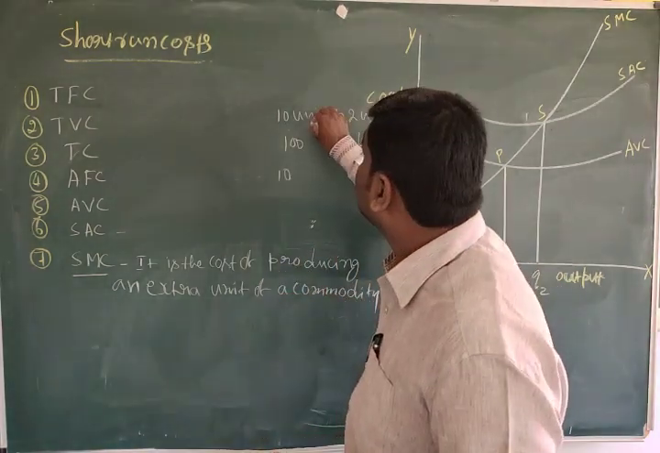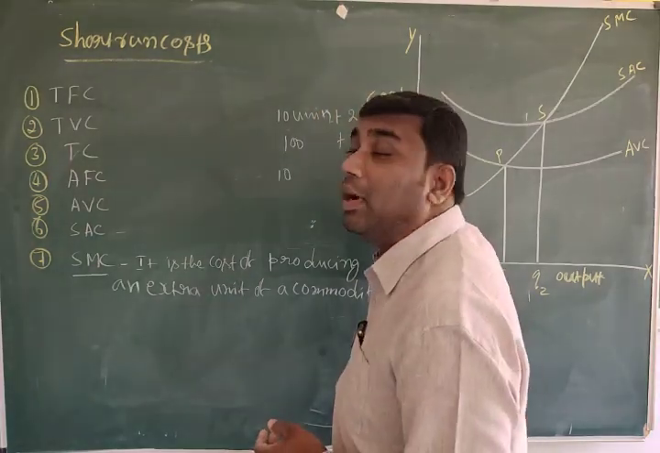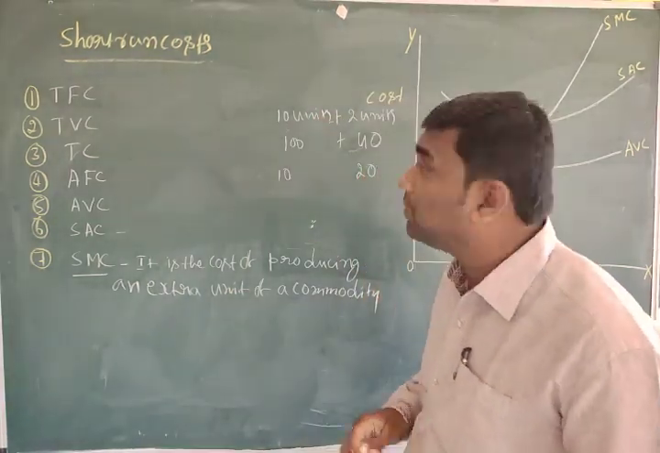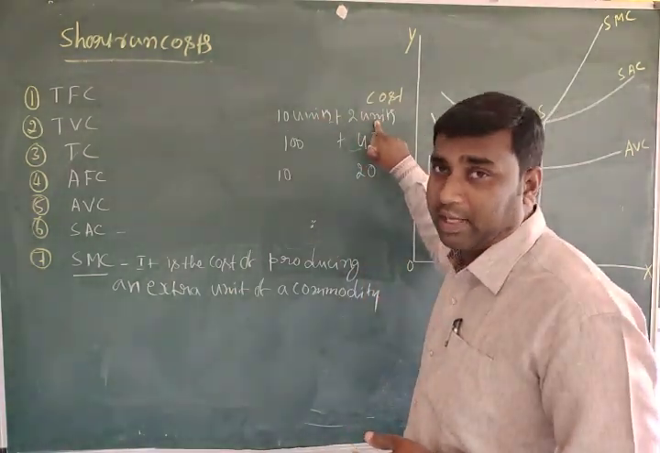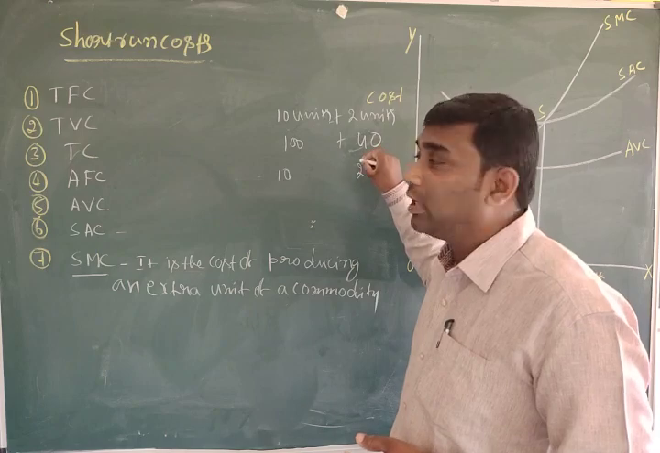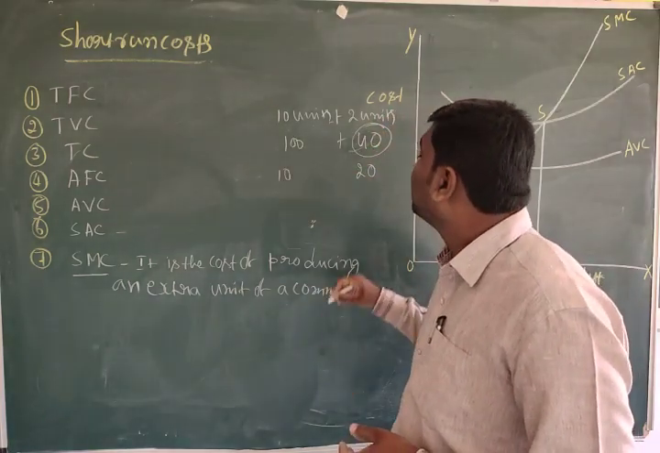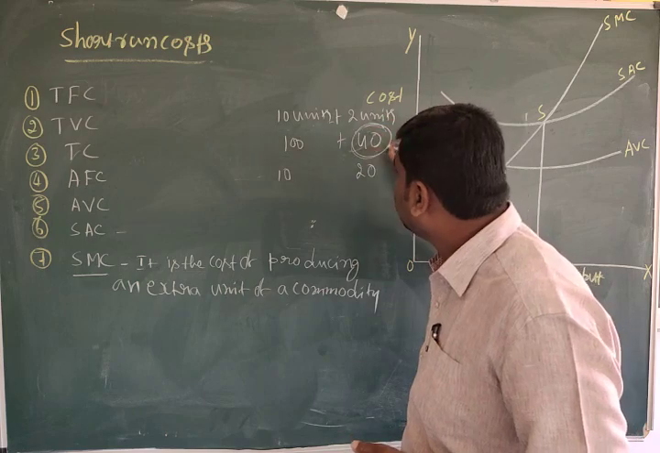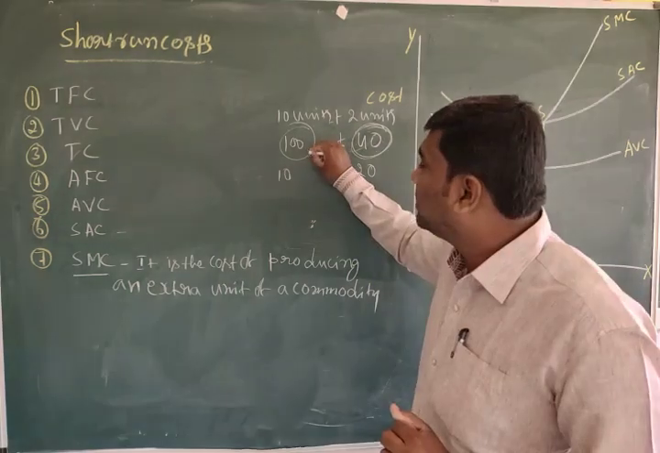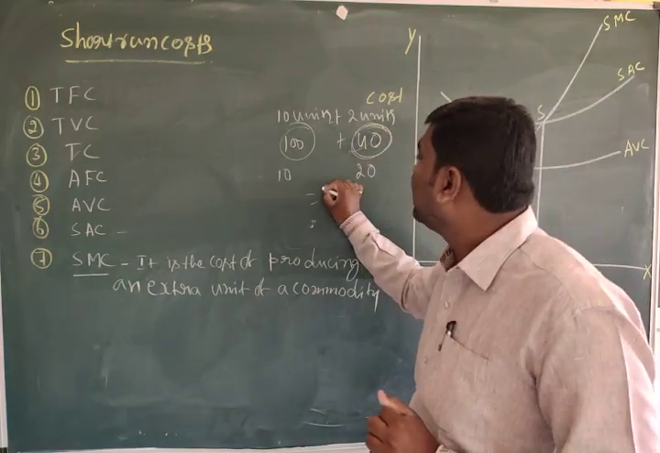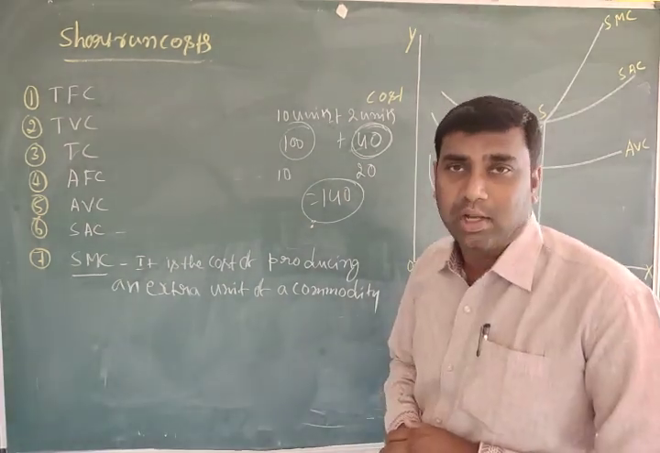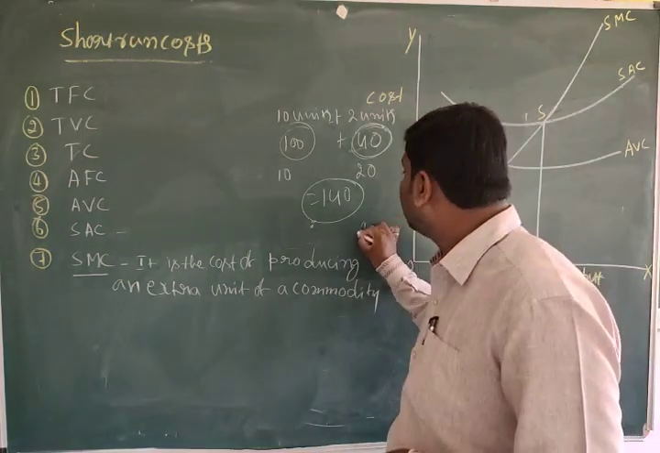So this is the total product, and this is the marginal product. He decided to produce 10 units, but because of emergency demand he has produced 2 units of extra commodity. That time he has to pay more, that is 40. 40 is the marginal cost, and 100 is the total cost. Like for example, 140 is the total cost, 40 is the marginal cost.